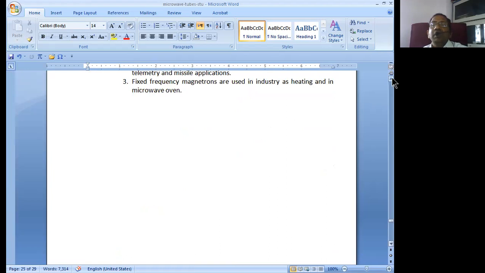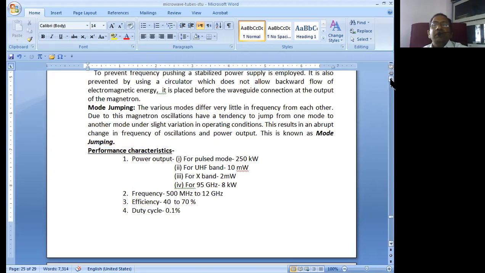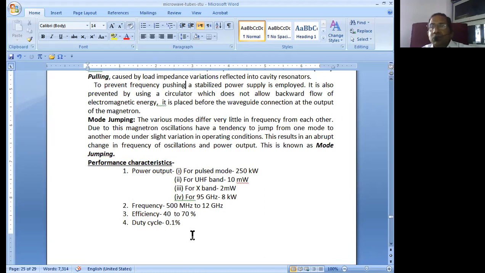Now here, once the frequency is adjusted, then the frequency has to be stabilized. We always want that from an oscillator. Once an oscillator is set up to generate certain frequencies, it has to generate signals at that same fixed frequency. Therefore, to prevent frequency pushing, a stabilized power supply is normally employed. So the stabilized power supply has to be used to supply positive voltage to the anode. It is also prevented by using a circulator.